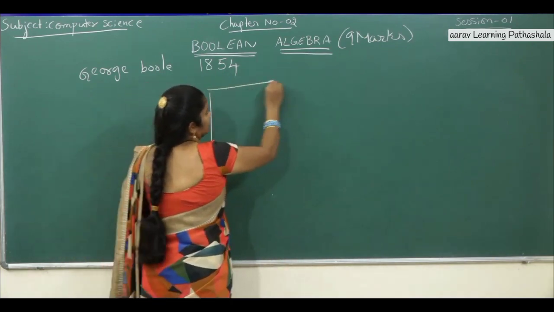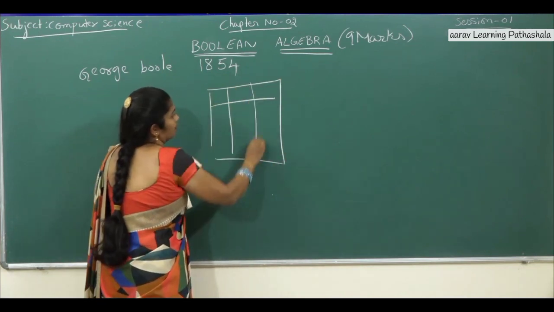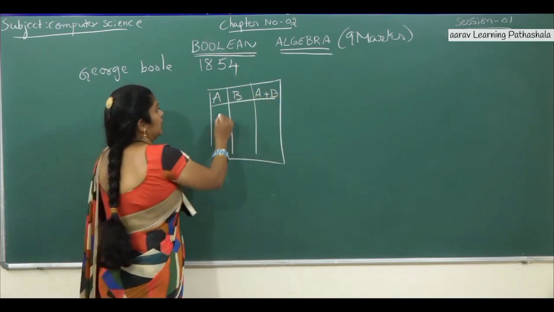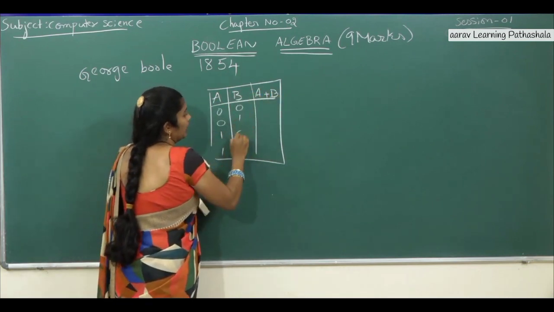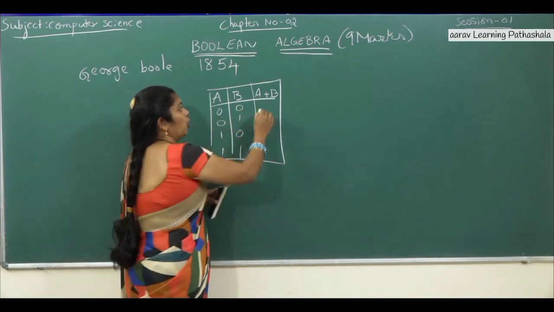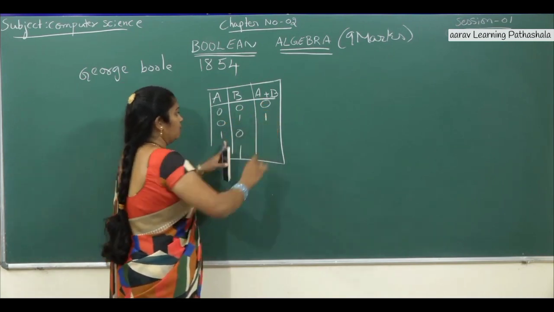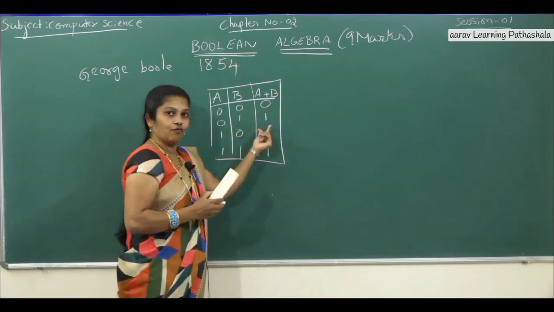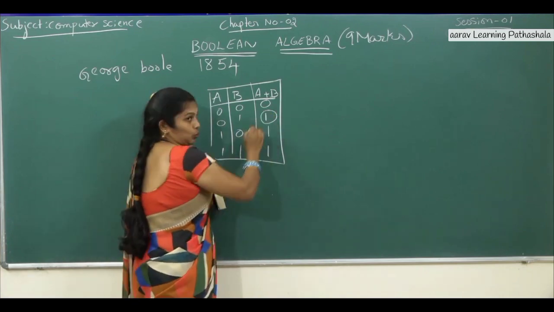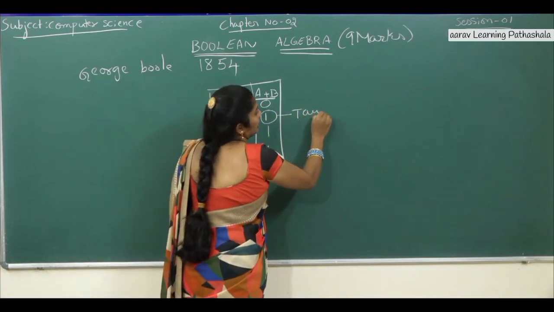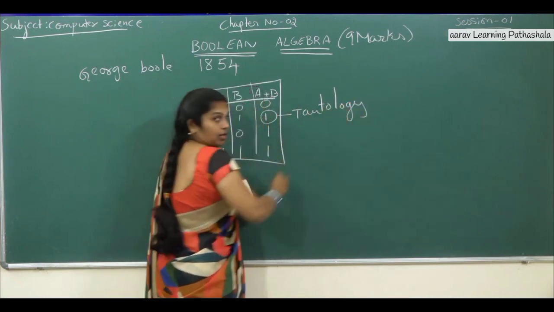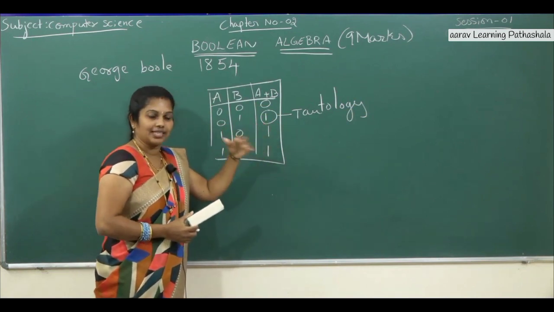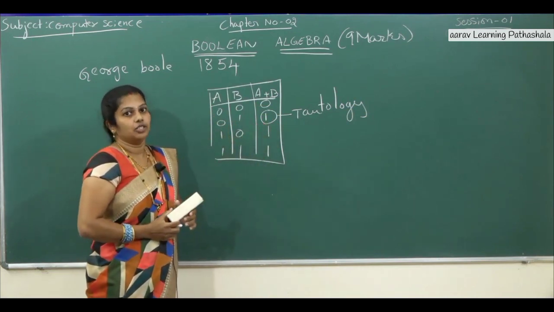For example, consider a truth table with variables A and B, where the output is A plus B. For inputs 0 and 0, the output becomes 0. For 0 plus 1, the output is 1. For 1 plus 0, it is 1. For 1 plus 1, it is 1. Tautology means the result of an expression is always true, or 1, and then it is called a tautology.